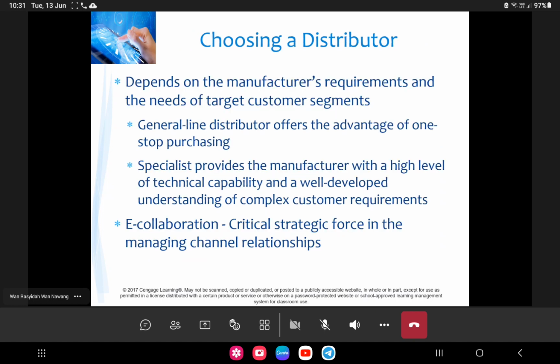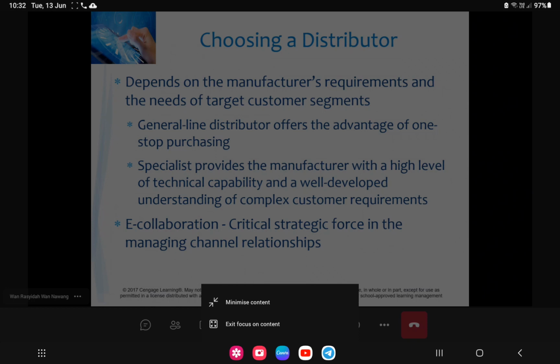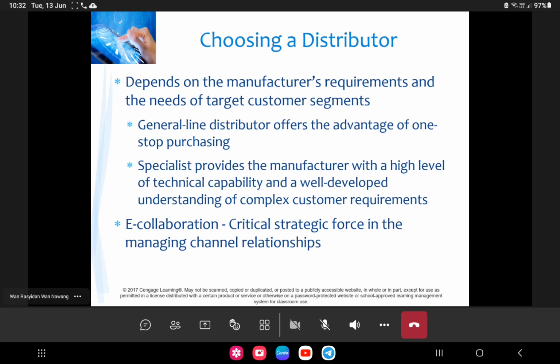Okay, next one, choosing a distributor. Macam mana the businesses or the manufacturers when they decide to have intermediaries, macam mana dia nak choose, macam mana dia nak select the distributors. So the selection of distributors depends on the manufacturer's requirements and the needs of target customer segment. Macam tadilah saya mention. So when you have lots and lots of segments for businesses and they are located at a different area, jadi pemilihan distributor tu sometimes based on geographic location, sometimes based on the financing that they can give and so on and so forth. So the manufacturers akan ada certain criteria and requirements being laid out for them to fulfill before they choose a distributor.